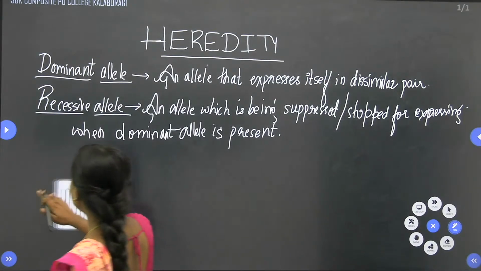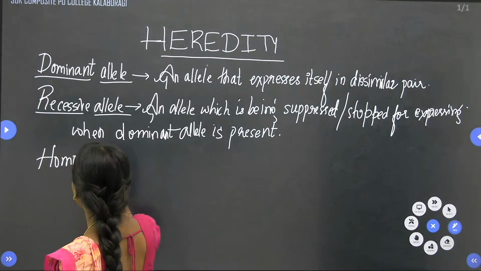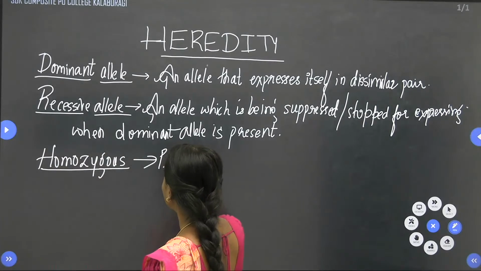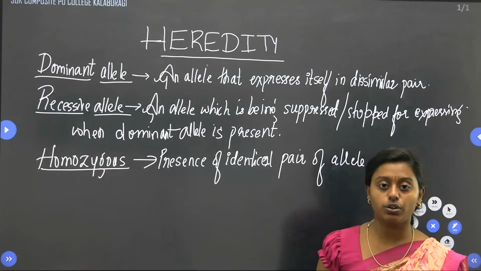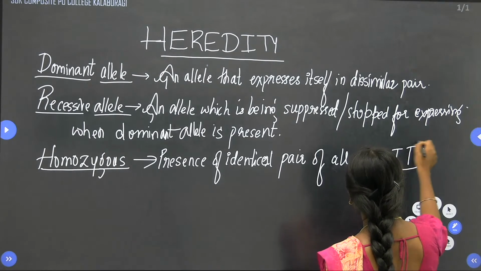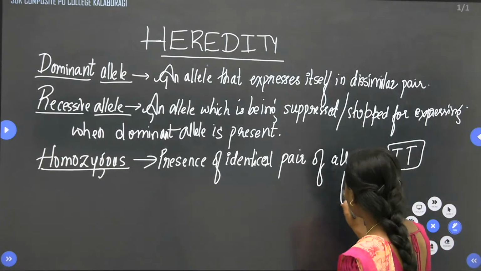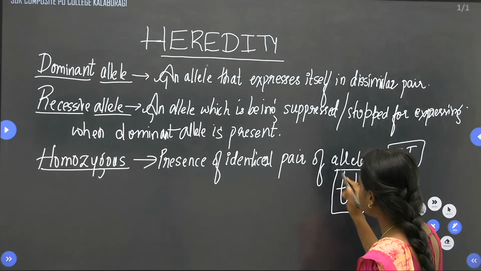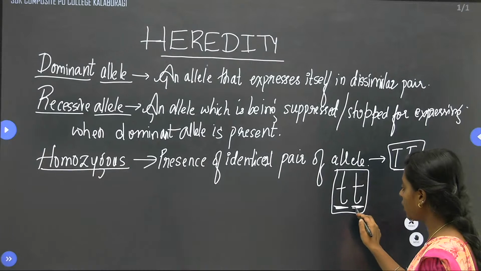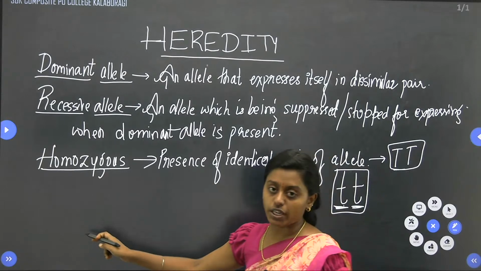Then we have another terminology called homozygous. Homozygous refers to the presence of identical genetic composition. For example, TT, both capital T together, can be homozygous, or it can also be small t small t, both identical, both recessive alleles, so we consider it a homozygous condition.